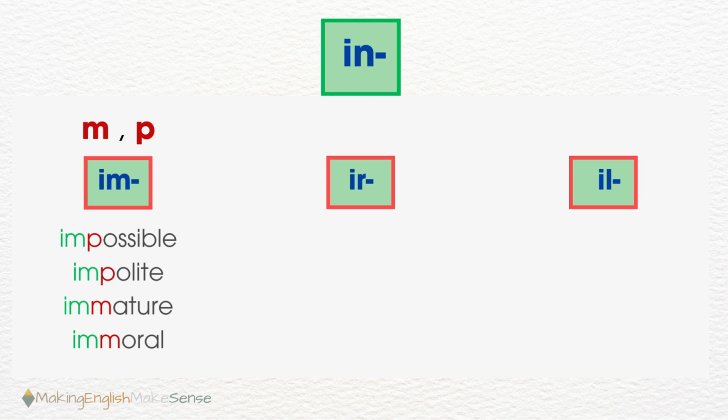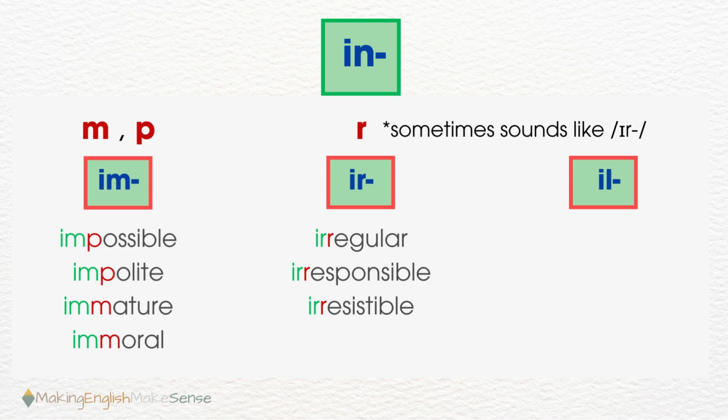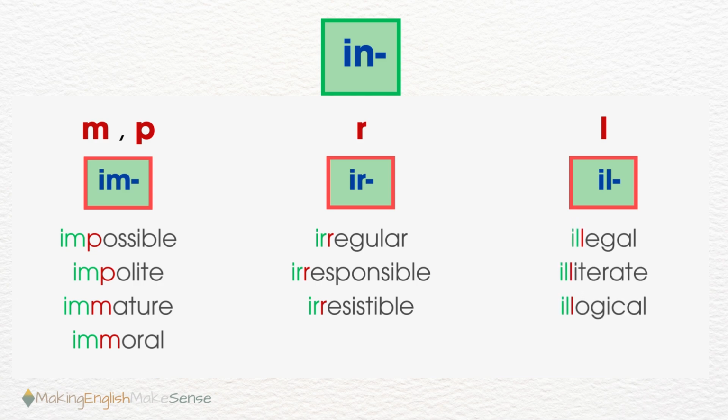If the base word begins with an R, then in becomes ir, as in irregular, irresponsible, or irresistible. And if the base word begins with the letter L, then in becomes il, as in illegal, illiterate, or illogical. So remember, in, im, il, and ir all have the same meaning. The different forms are simply used to make pronunciation easier.